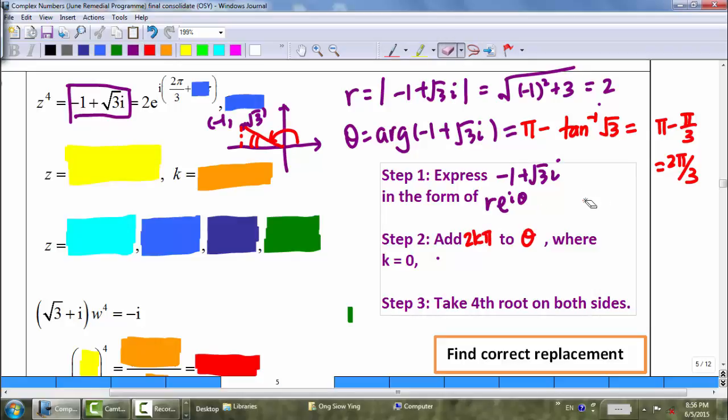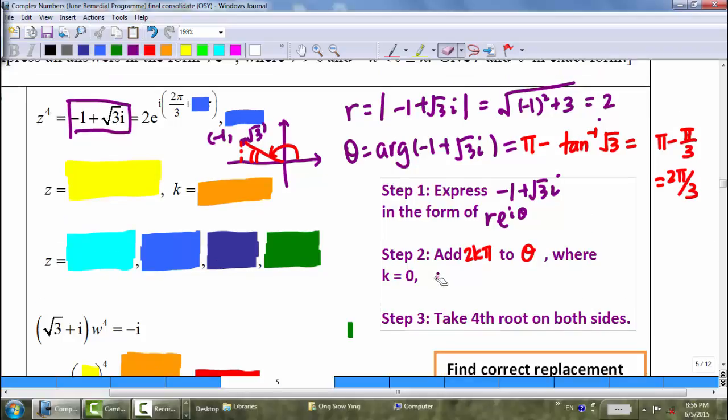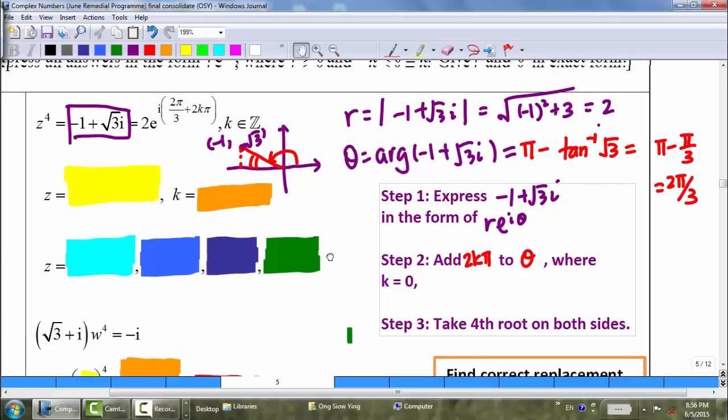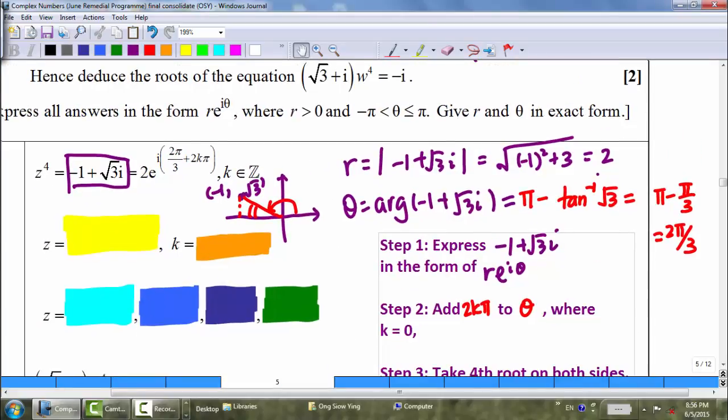After you have found your theta, you add 2kπ, and then you have to tell them the value of k. The k is just all the integer values. Usually if the question says you have to find the principal argument, they will specify it is from -π to π. For cases like that, you have to be very careful in the selection of values of k.